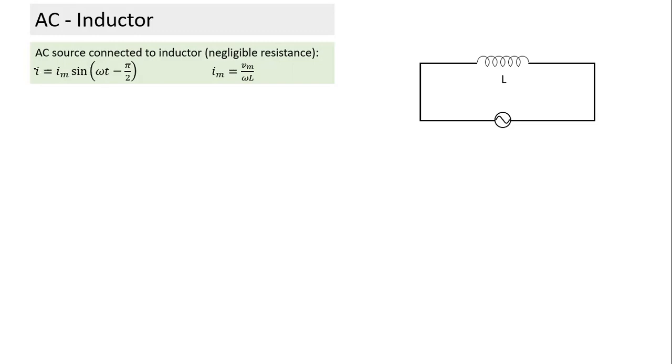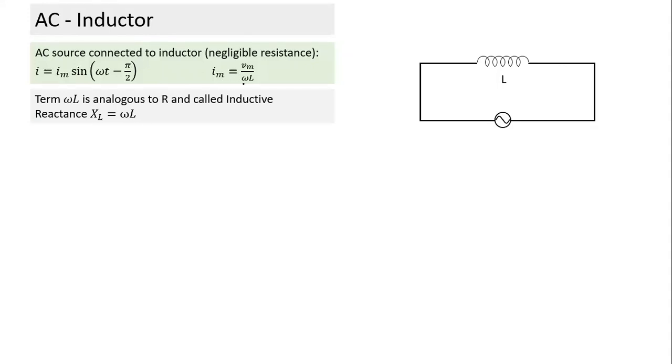How is the phase of current vis-a-vis phase of the EMF source? So let's first understand amplitude. What is amplitude? Im is equal to Vm by omega L, which means maximum value of current will be equal to maximum value of voltage divided by omega L. Let's try and understand this term also.